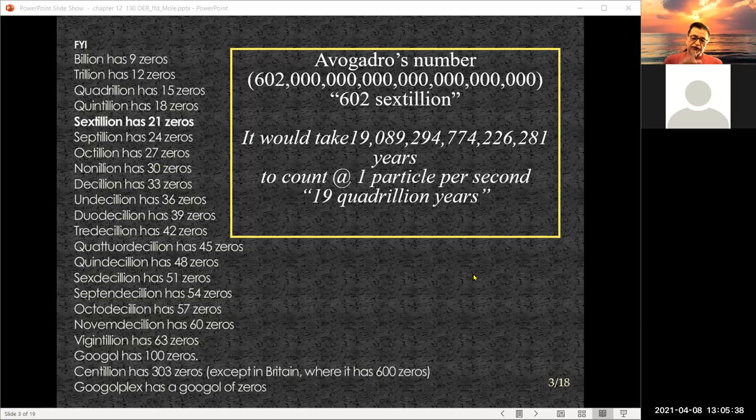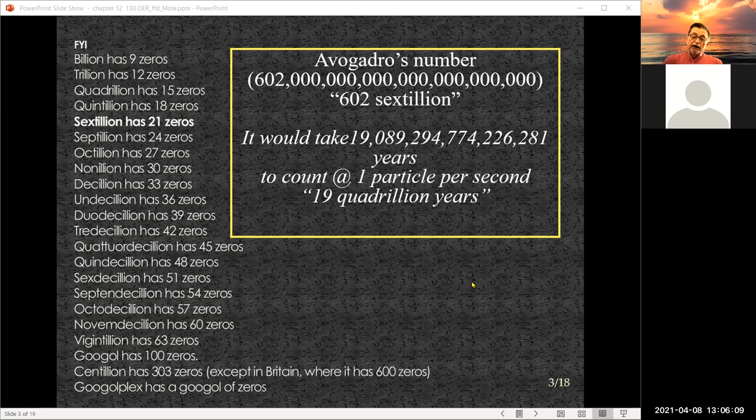There are some other numbers that give you a reference point. A sextillion has 21 zeros compared to a billion, which has 9 zeros. A quadrillion has 15 zeros, and so on and so forth, all the way down to the bottom. You can imagine how many zeros you have. They even have names for numbers that have 100 zeros. All right, so 19 quadrillion years to count that number. That's a lot of particles for one mole.